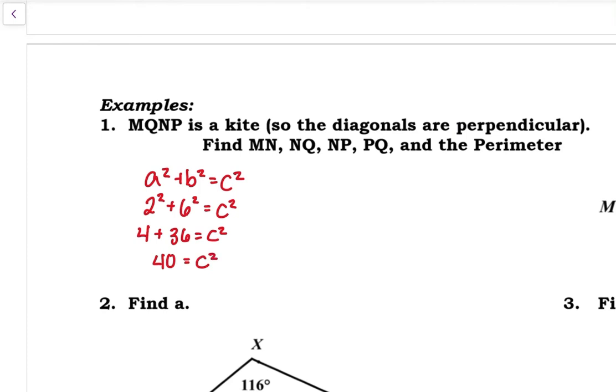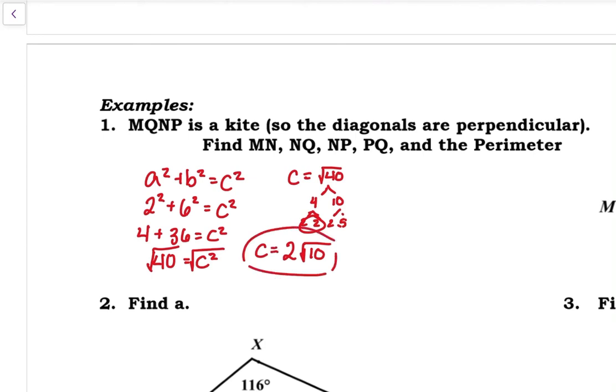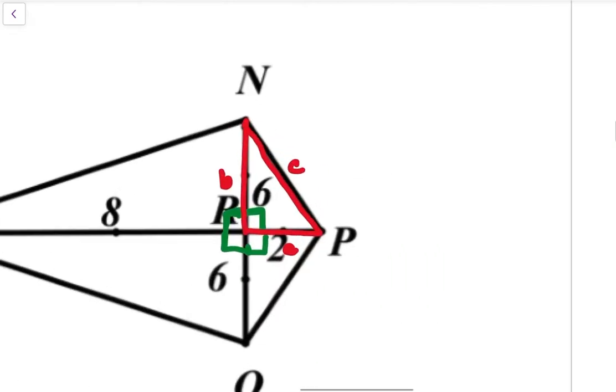To get rid of that squared on C, I'm going to square root both sides. So I end up with C is equal to the square root of 40. We do need to simplify that, so we are going to break it down. I'm going to do 4 and then 10. 4 breaks down into 2 and 2. 10 breaks down into 2 and 5. I'm just looking for pairs, so this pair of 2's is going to come out. So 2 square root 10 was still left under there with no pairs. That is my missing side. Great. So C here, that is going to be 2 square root 10.